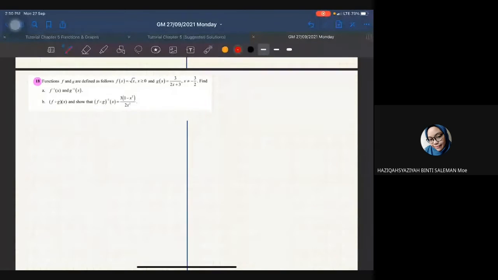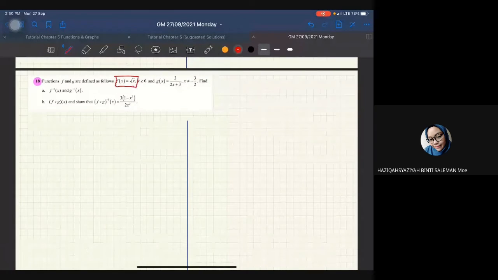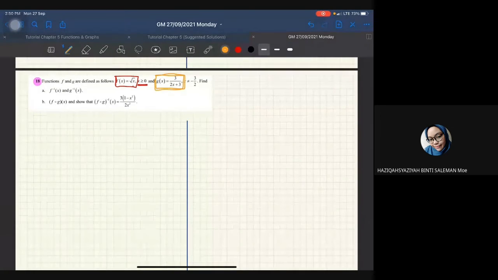The question asks us to find the f inverse. Okay, so in number 18, we have two functions. First is a cube root function, this one over here, and the question gives the domain, x is greater than or equal to 0. And then another one, we have a reciprocal function, which is a fraction with a variable at the bottom. It's also given that this one is what we call the vertical asymptote. So the question first asks us to find the inverse function for f and also g.